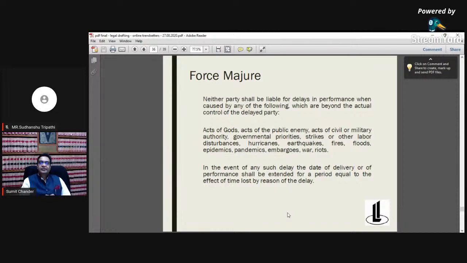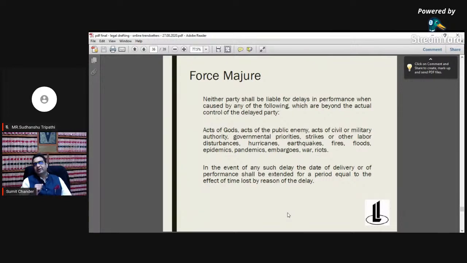And third, you must mention in the force majeure clause that in the event of any such delay, the date of the delivery or of performance shall be extended for a period equal to the effect of time lost by reason of the delay. This, your force majeure clause also gets covered.